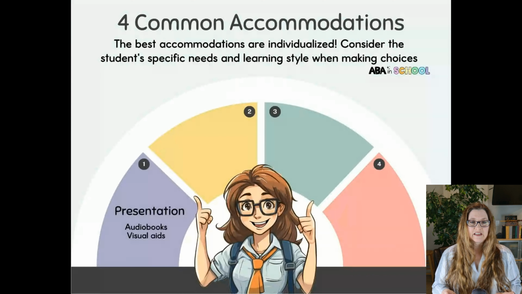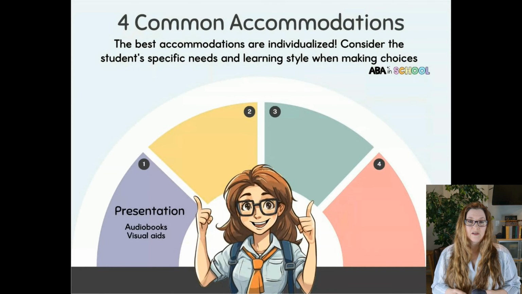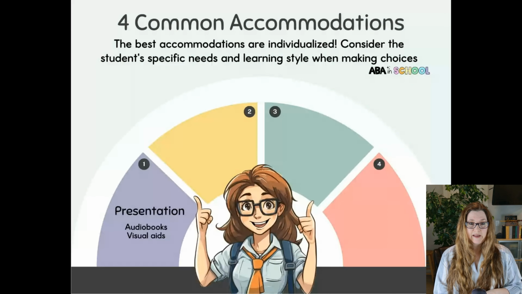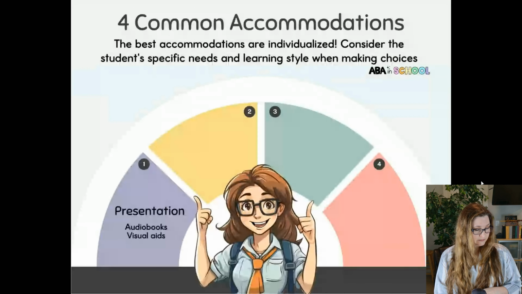So that's the first thing, and that is how the information is presented to a student. So some examples might be audiobooks or any sort of audio content instead of reading, visual aids, visuals, any kind of presentation change that we're making. So that would be the first type of accommodation.